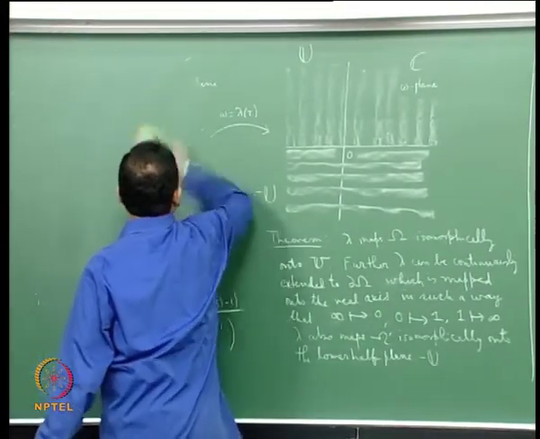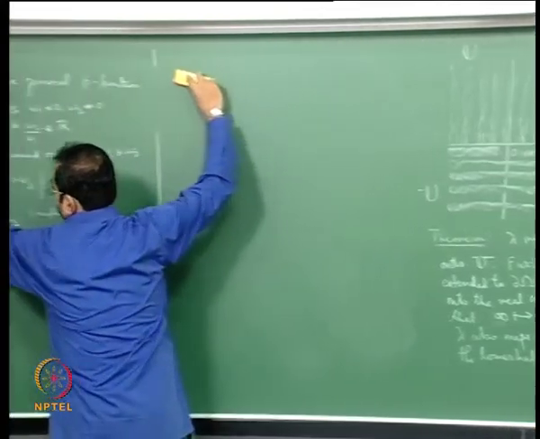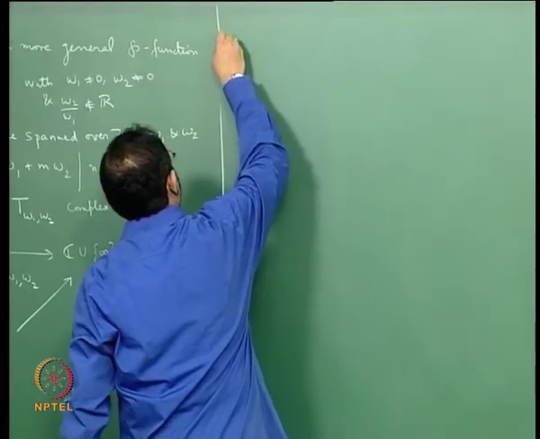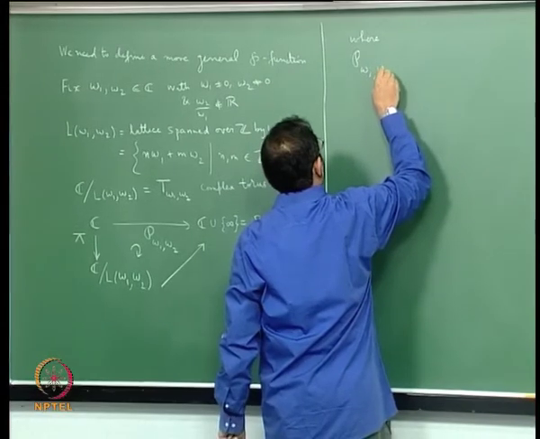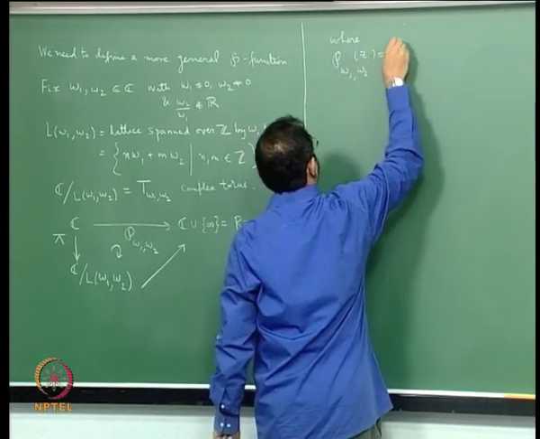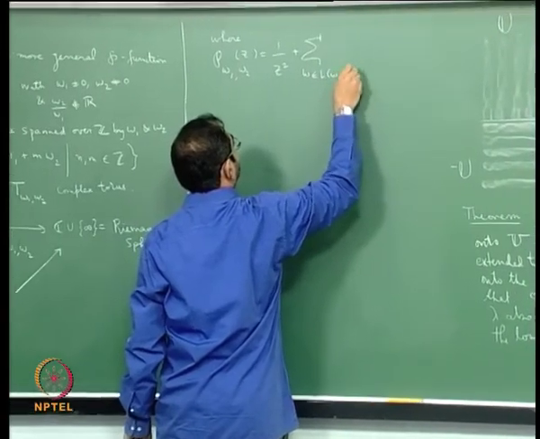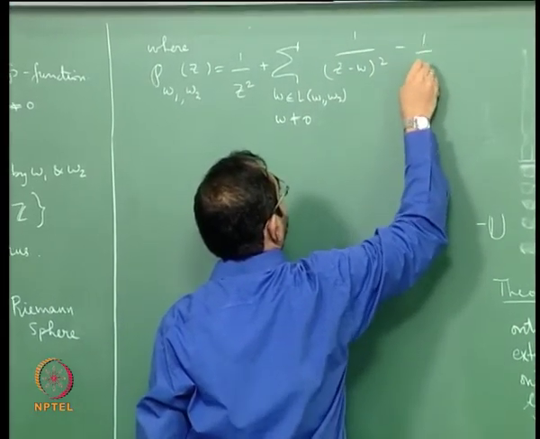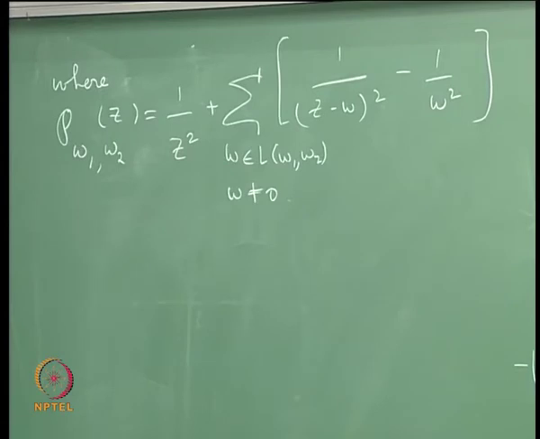The formula is literally the same as the formula that we used to define the P function when omega 1 was 1 and omega 2 was tau. So the formula is pretty much the same. So you see, P sub omega 1 comma omega 2 of z turns out to be 1 by z squared plus summation omega varying over this lattice of omega 1 comma omega 2, omega not equal to 0, 1 by (z minus omega) the whole squared minus 1 by omega squared. It is literally of the same form as the P function we defined when omega 1 was 1 and omega 2 was tau.